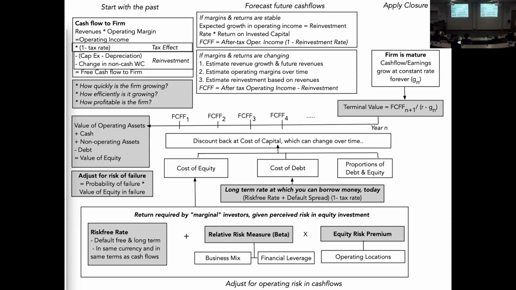The second question I'm trying to address is, how profitable are you as a company? So there I'm going to look at margins. Again, dollar profits are a starting point, but I look at margins. Are you making 10% margins or 40% margins?